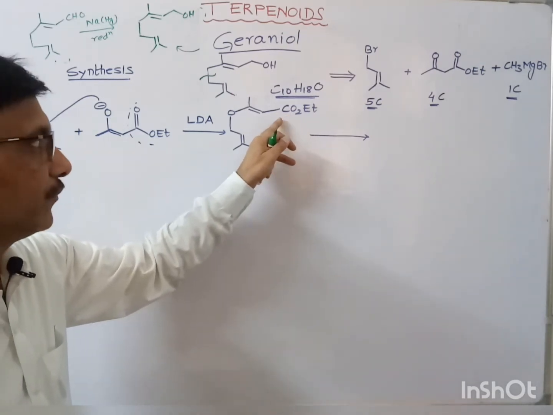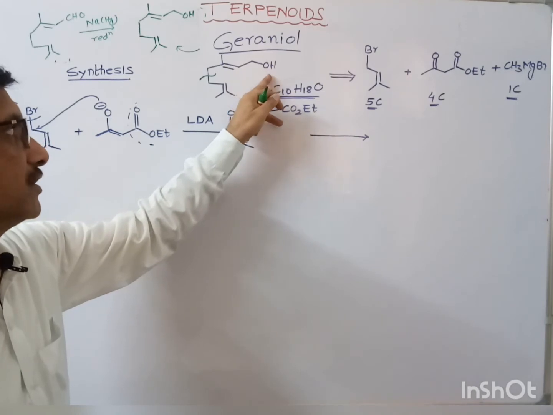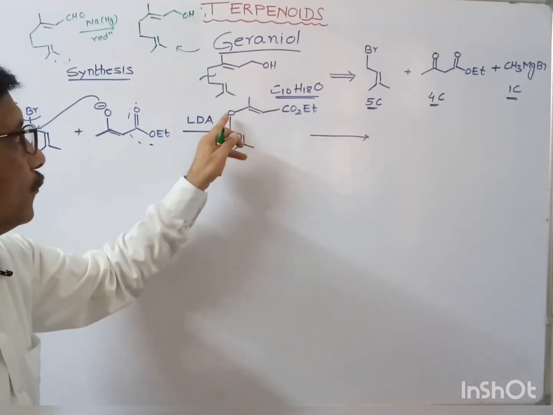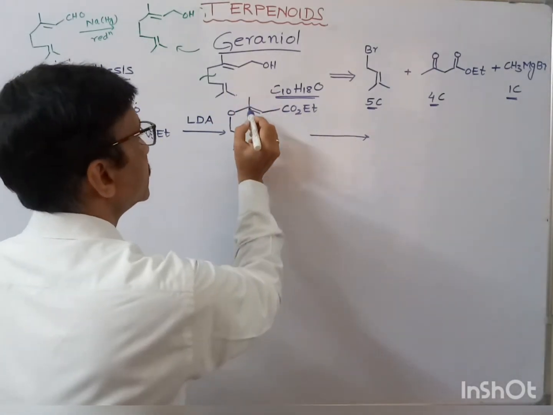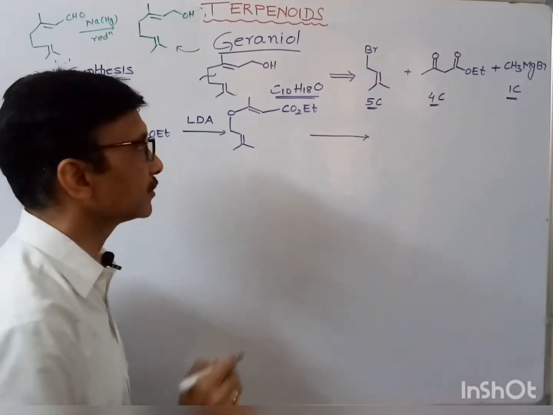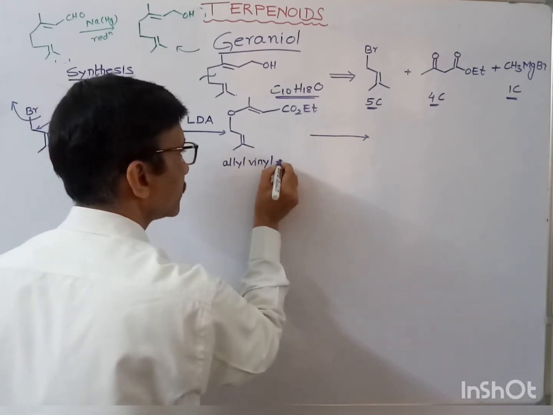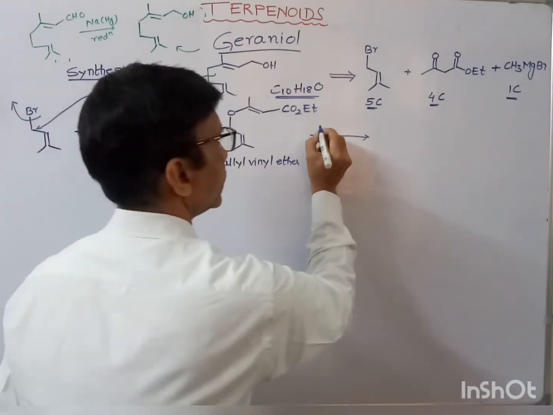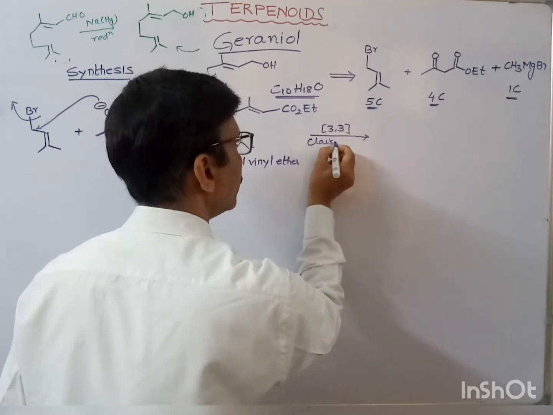By a reducing agent. If we reduce this ester group with any reducing agent, it can be converted into this one. Further, this double bond is present similar to this structure, and here we have to remove this oxygen also. So this is the vinyl group, this is the allyl group, and this is an ether. So it is an allyl vinyl ether, and we know that allyl vinyl ether undergoes 3,3 Claisen rearrangement. This is a pericyclic reaction.